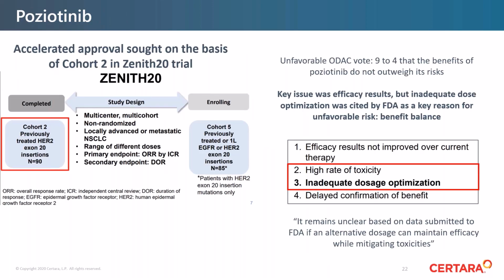So the sponsor filed for accelerated approval based on cohort 2 of their NIT 20 trial. But the FDA raised issues. So the key issue was that efficacy was not improved with Poziotinib over current therapy. But the FDA also cited inadequate dosage optimization as a key reason for denying approval to the drug.